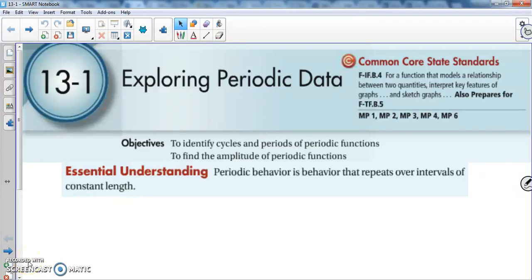Hey guys, today we're going to do 13.1, Exploring Periodic Data. So our objectives are, I will be able to identify cycles and periods of periodic functions, and I will be able to find the amplitude of a periodic function. The essential understanding is periodic behavior is behavior that repeats over intervals of a constant length.